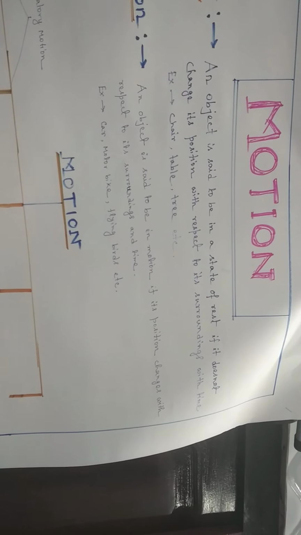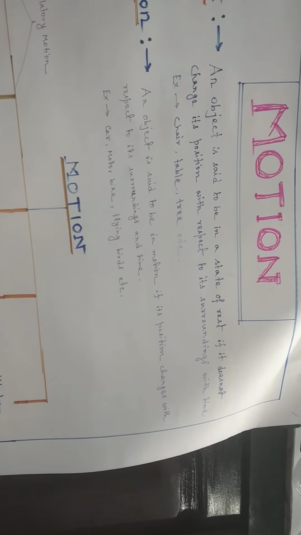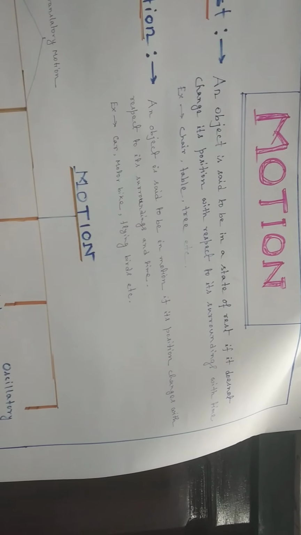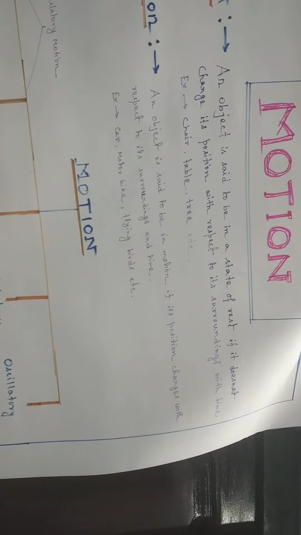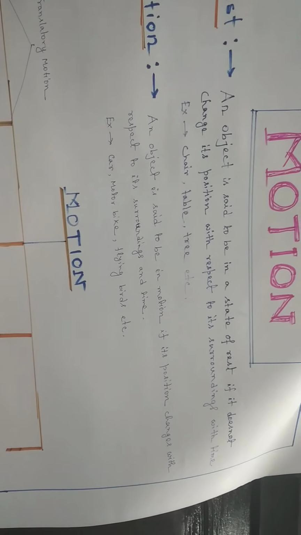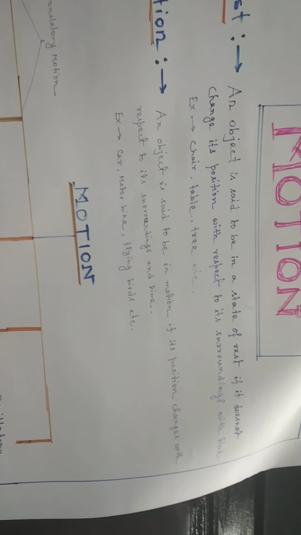On the other hand, if an object changes its position with respect to its surrounding and time, then you can say that object is in motion. Like car, motorbike, flying birds, they change their position with respect to their surrounding and time, so they are in motion.